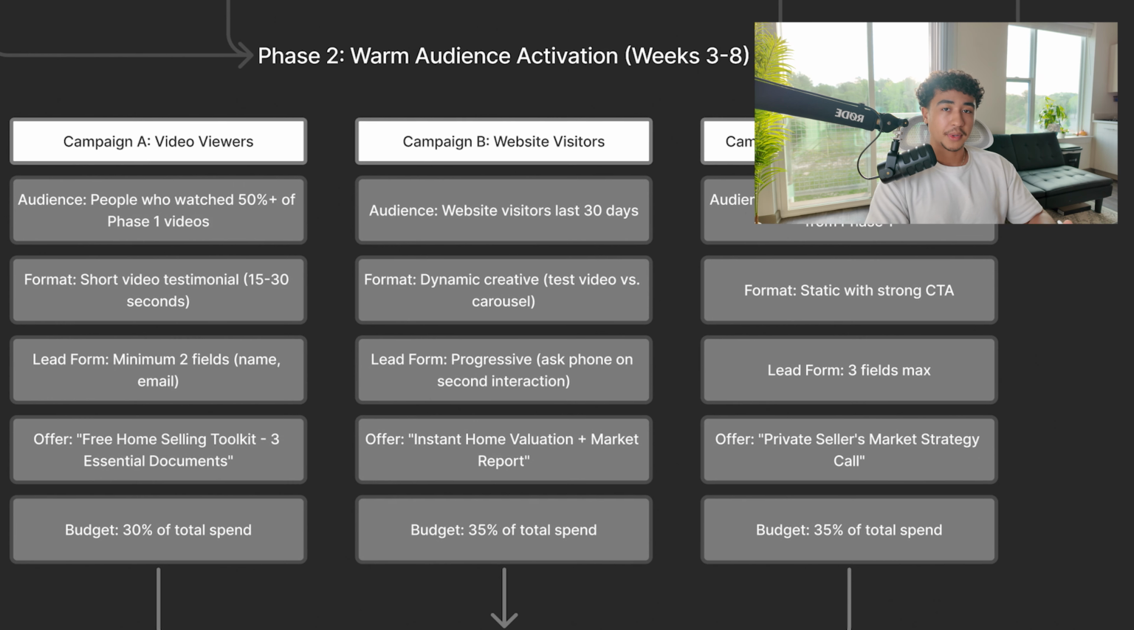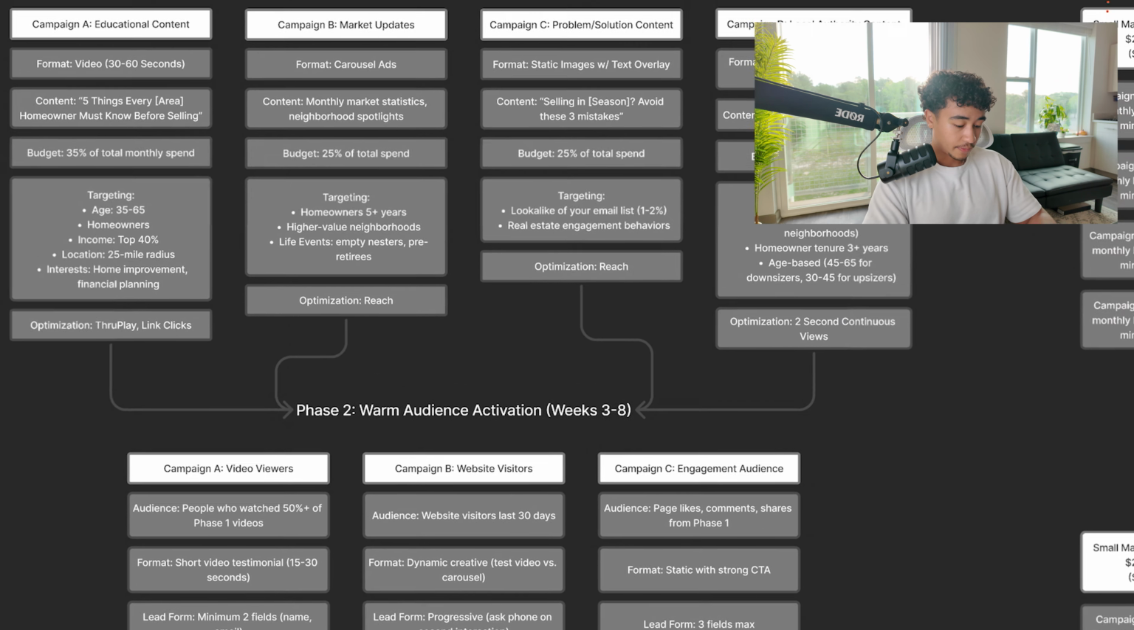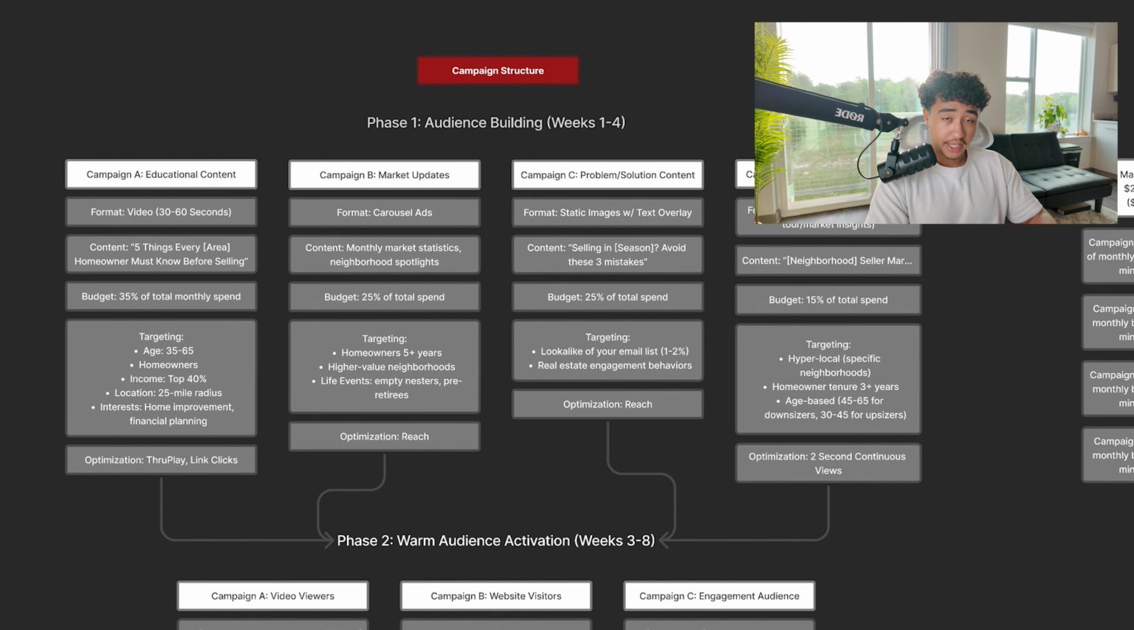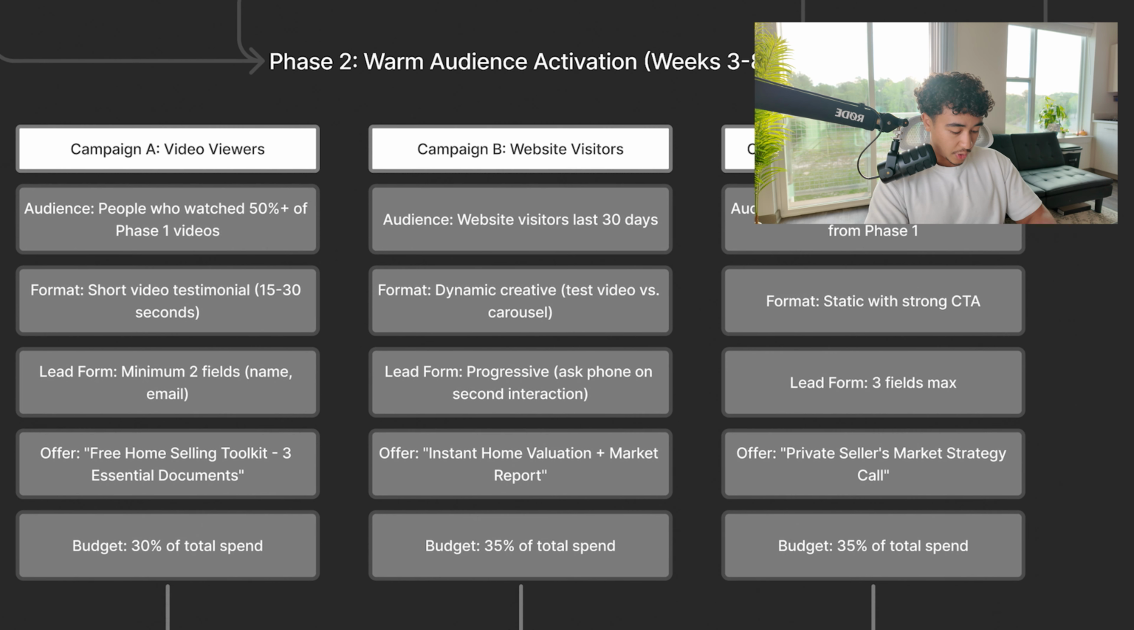Now, the second campaign inside of phase two is what we call the website visitor campaign. We were targeting specifically for our audience anybody that had visited the website in the last 30 days. So from phase one, anybody who saw the page, maybe clicked the link in the bio, or clicked on one of the call to actions to visit the website, this ad was specifically targeting them. Now, we tested 2 different variations of this creative. We tested video and we tested carousel. And of course, like always, what we found was video worked the best.